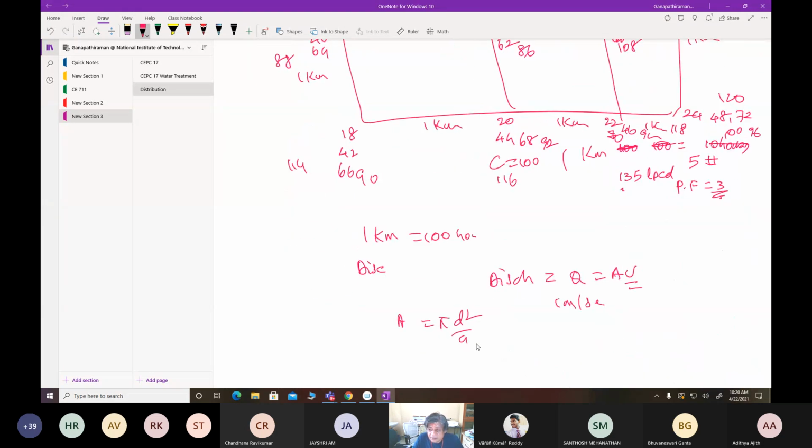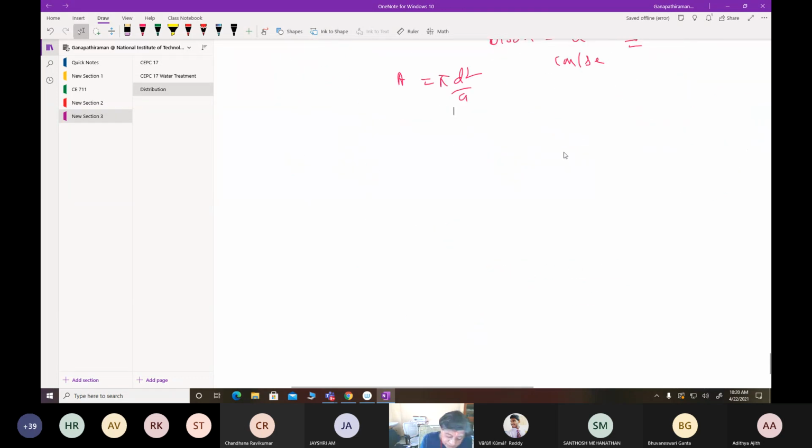You balance this network using the Newton-Raphson formula. So you will have to balance it. Once you do this, you can use this format. What is that? Loop number, then pipe number, flow Q, then you find out what is H, then you find out H by Q.